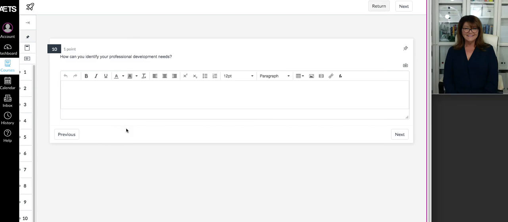Number 10, how can you identify your professional development needs? This is in the site under work performance, where we looked at developing the professional development plan. So I would suggest you go back to that. If you haven't had a chance to look at that thoroughly, please go back to that and reread it. That's fine. It will make sense. Number 11 is your final question. Who can assist you with planning your development activities? Once again, that's on the site. It's quite simple. You would just fill that in.